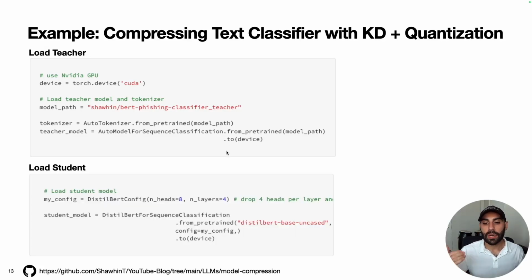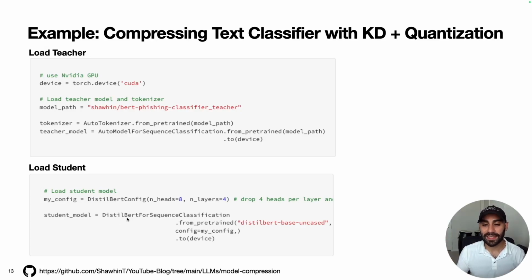Then we can load in our student model. So here we're going to create a model from scratch. I'm going to copy the architecture of DistilBERT to initialize the model. However, I'm going to drop 4 of the attention heads from each layer. Additionally, I'm going to drop 2 of the layers from the model. In other words, each attention layer has 12 attention heads, so I'm going to reduce that to 8. And the original architecture has 6 layers, and I'm going to reduce that down to 4.